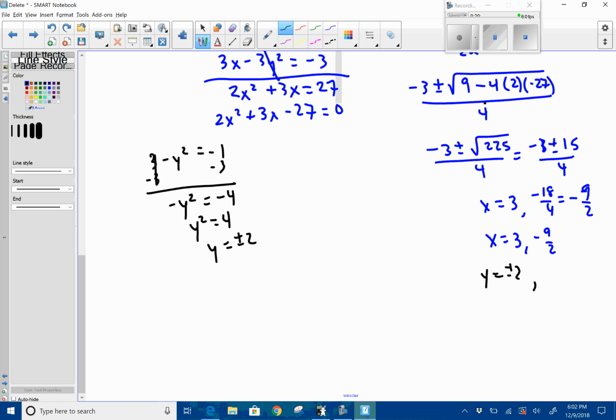Okay. So same thing over here. If x equals negative 9 over 2, I do the same thing. So I'm going to plug into the original. So I'm going to have negative 9 over 2 minus y squared is equal to negative 1. So I'm going to add 9 over 2 to both sides.